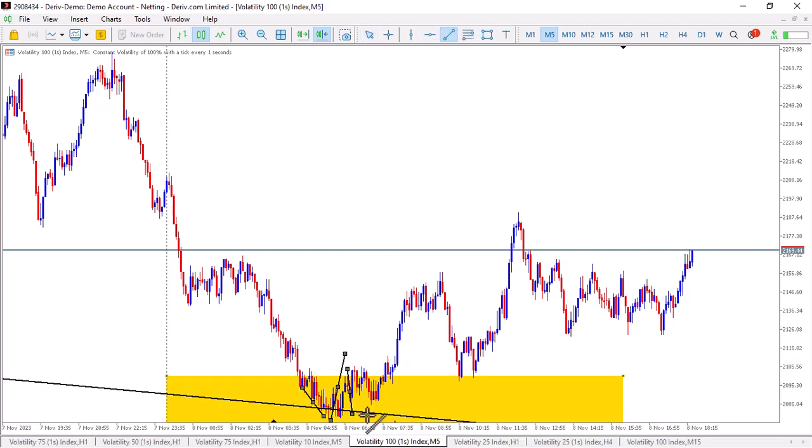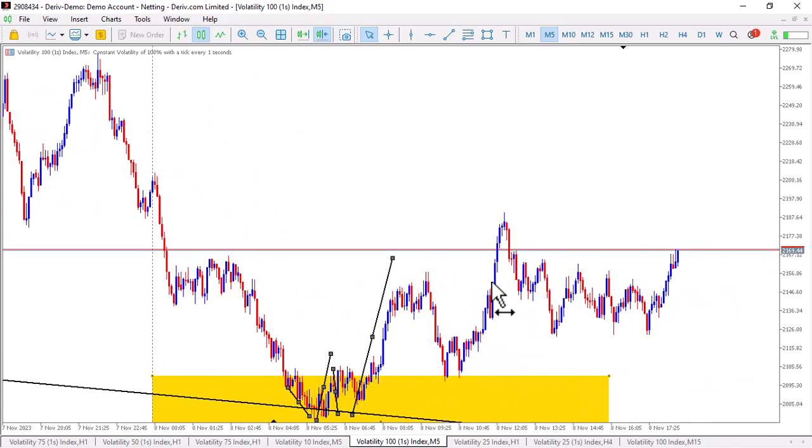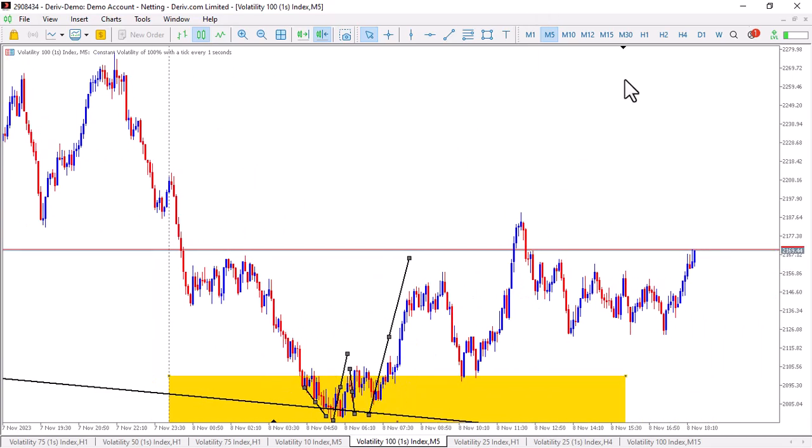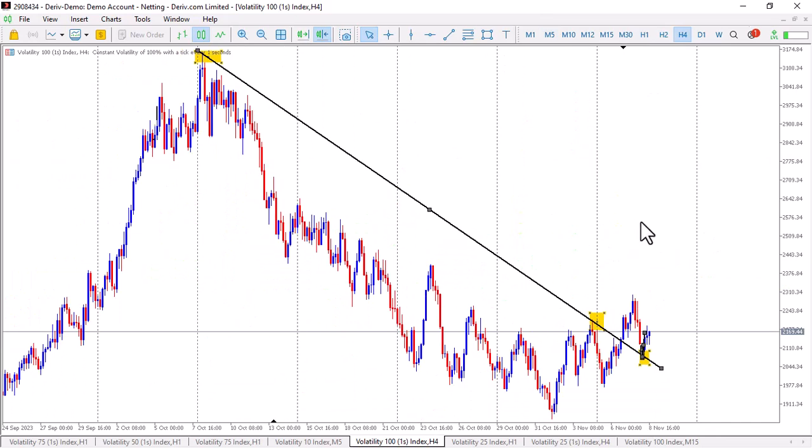So this is what you are seeing, and this is how price is going, and this is how you get your trade. With that being said, let's just understand what is happening on the M15 here. Let's go back to the setup. So this is the setup.